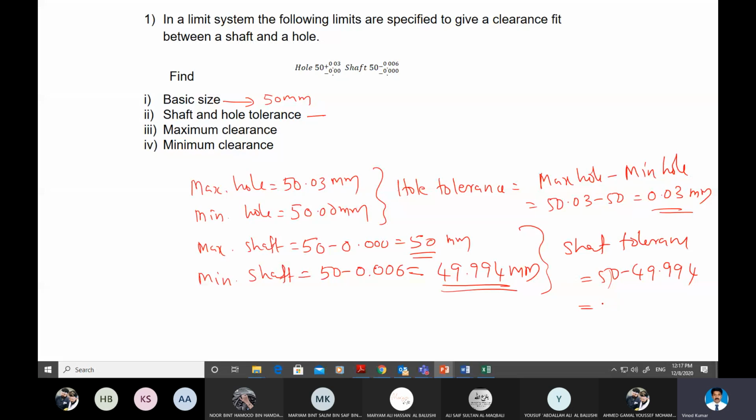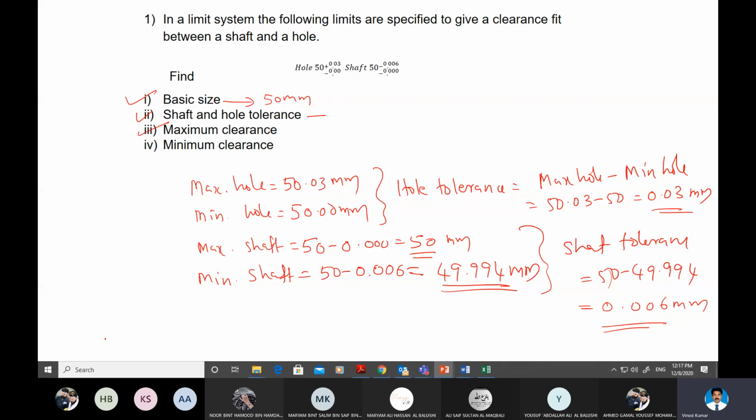How much is the value? 0.006 millimeter. So we have the values here, shaft tolerance and hole tolerance. This is the second part of the question. We finished 1 and 2.